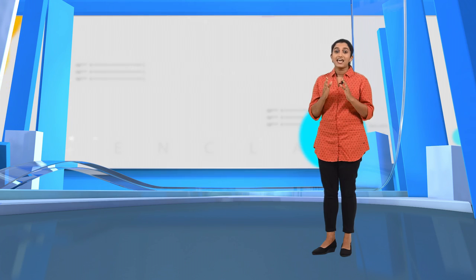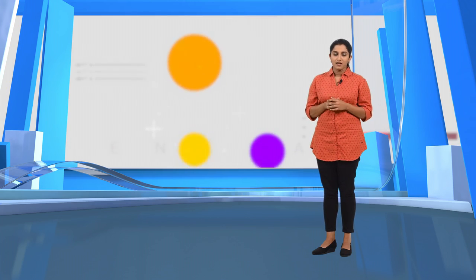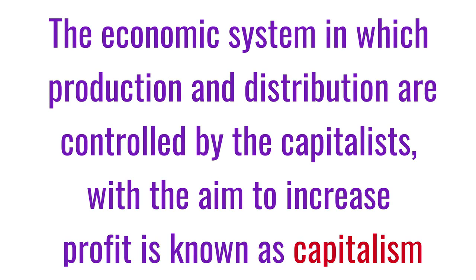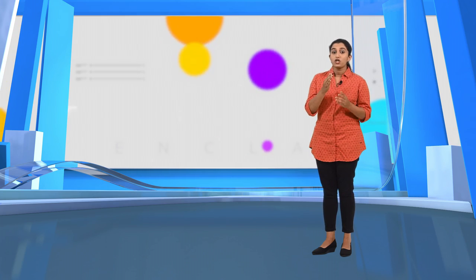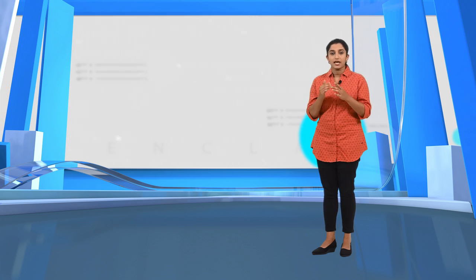The capitalists invested in factories and thus production was increased. This increased their profit. This economic system in which production and distribution are controlled by the capitalists with the aim to increase profit is known as capitalism. Hope you understood about capitalism. As a part of capitalism, many nations produced more than they needed and more than they could accommodate in their domestic markets. That is overproduction.